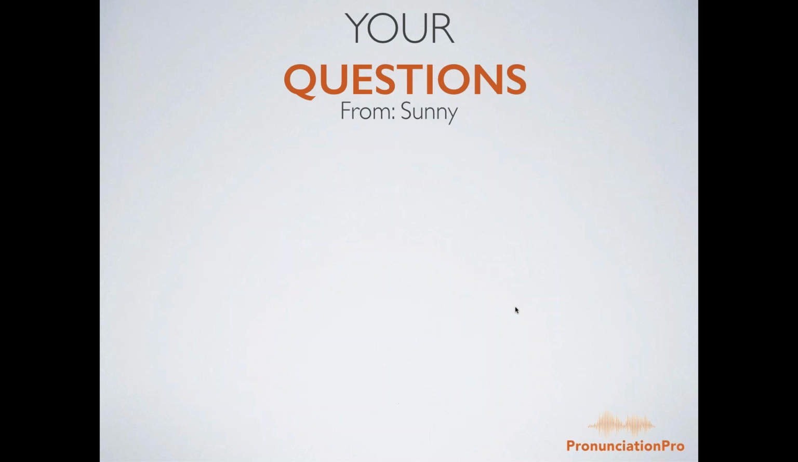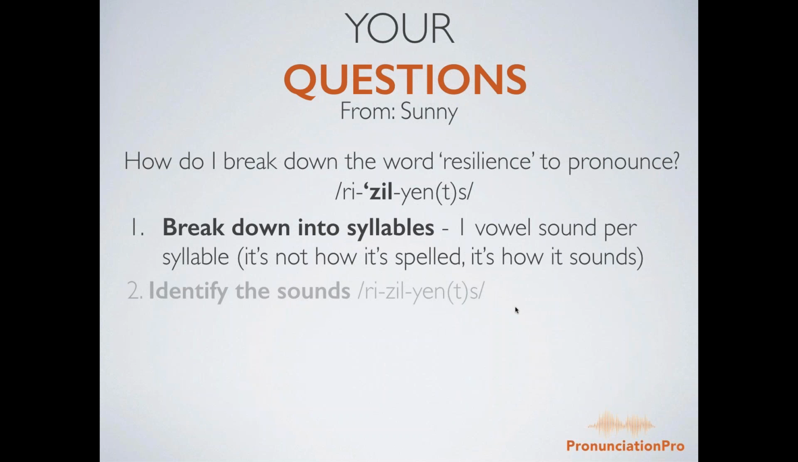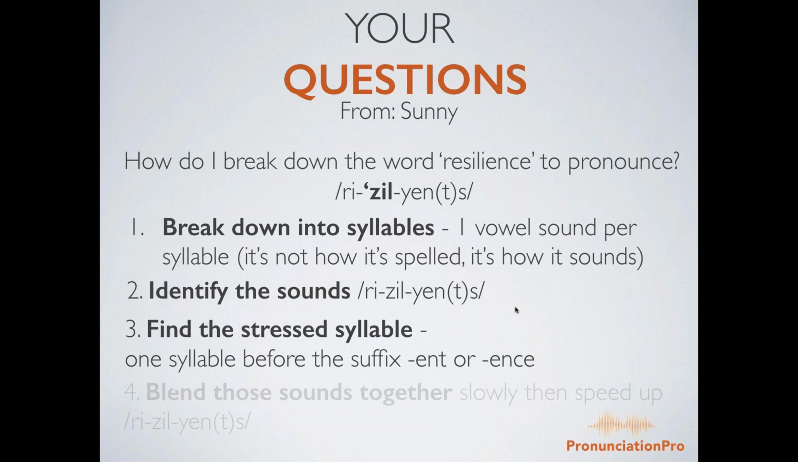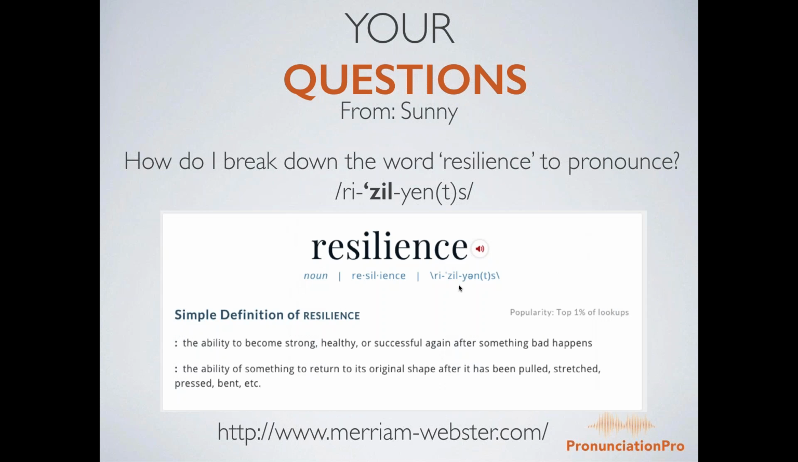So quick and easy steps: break down into syllables, identify the sounds, find the stressed syllable, and blend those sounds together. Oh, I didn't talk about finding the stressed syllable. So in any online dictionary, you're going to see this little dash mark. What I tend to do is bold the syllable that's stressed, but in dictionaries, you're going to see a little dash mark there, and that means that is the stressed syllable. Okay, so you'll know that's where you stress. Resilience. So second syllable stress on that, resilience.